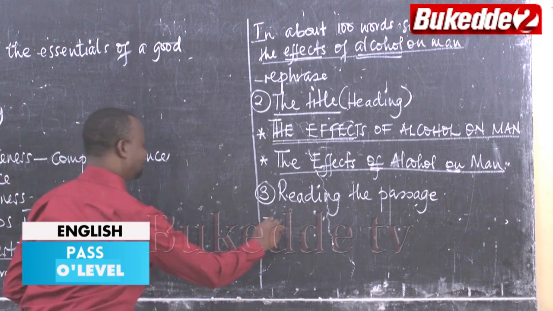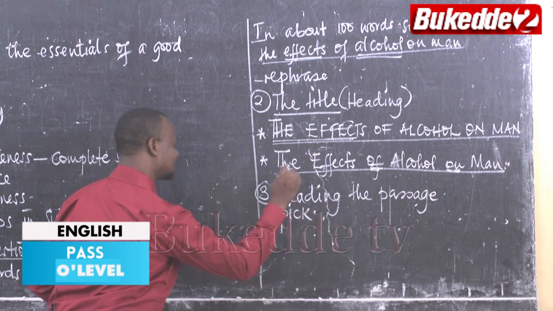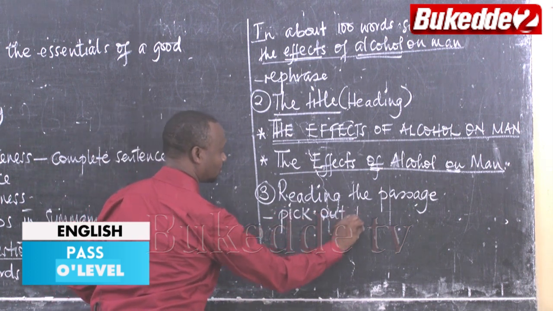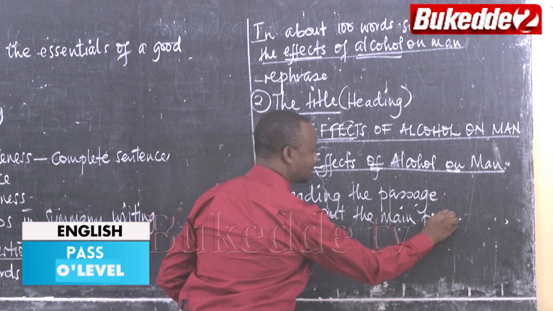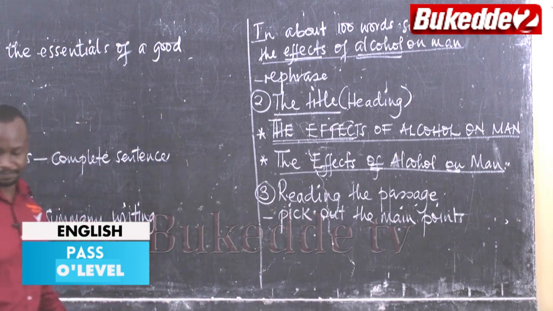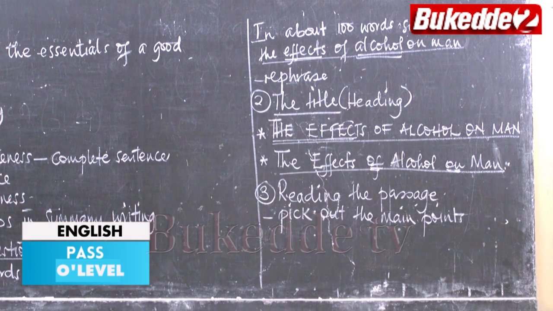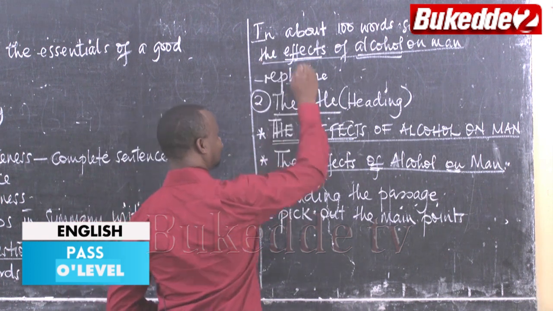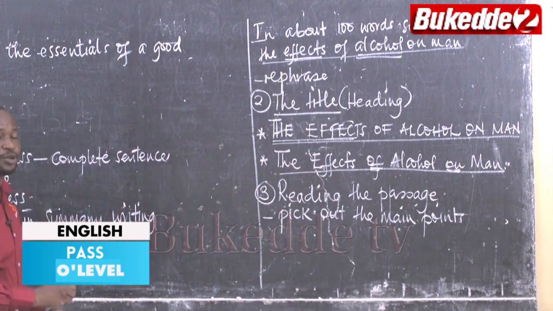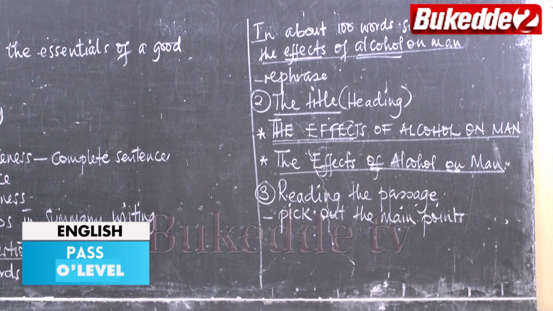As you're reading the passage, pick out the main points that answer the question. These are points that respond to the question. How would you pick out the main points? You can underline the points as you read, to simplify. And you can number them, number 1 up to 20. Normally there are 20 points in the passage that you've been given.